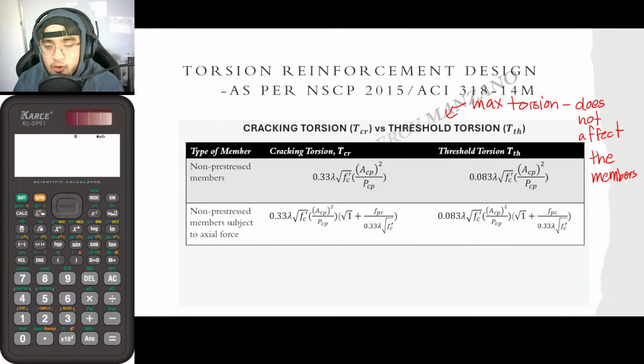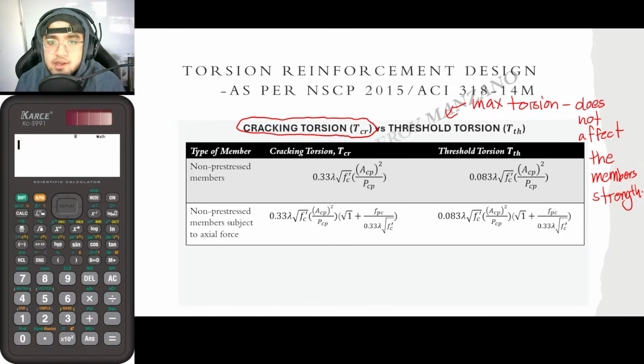So in Tagalog, itong threshold torsion daw is yung torsion na kung saan parang hindi pa ramdam ng beam mo. So that is now for the threshold torsion. And for the cracking torsion, this is now the torsion required in order for it to crack the member already. So once again, when we say threshold torsion, it is the maximum torsion that does not affect the member, or parang hindi pa ramdam ng beam mo. And when we say cracking torsion, that is now the torsion that would cause cracking.